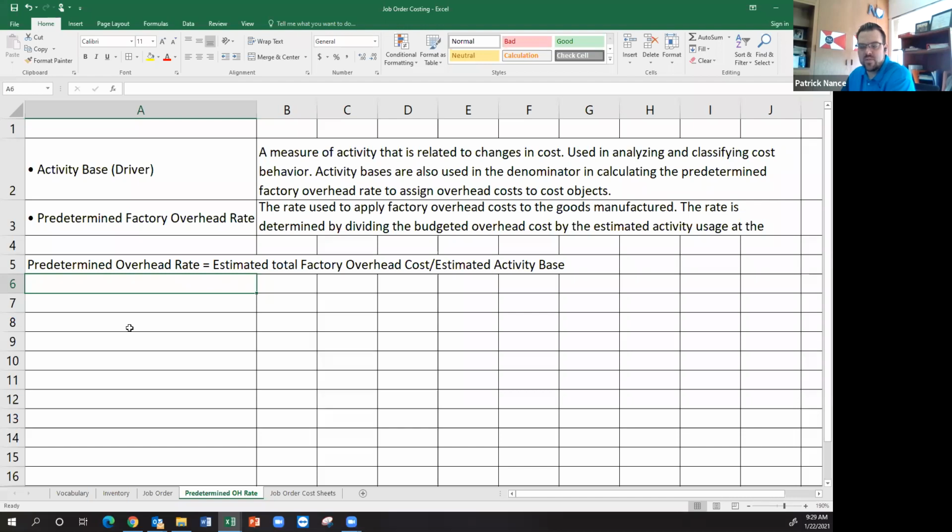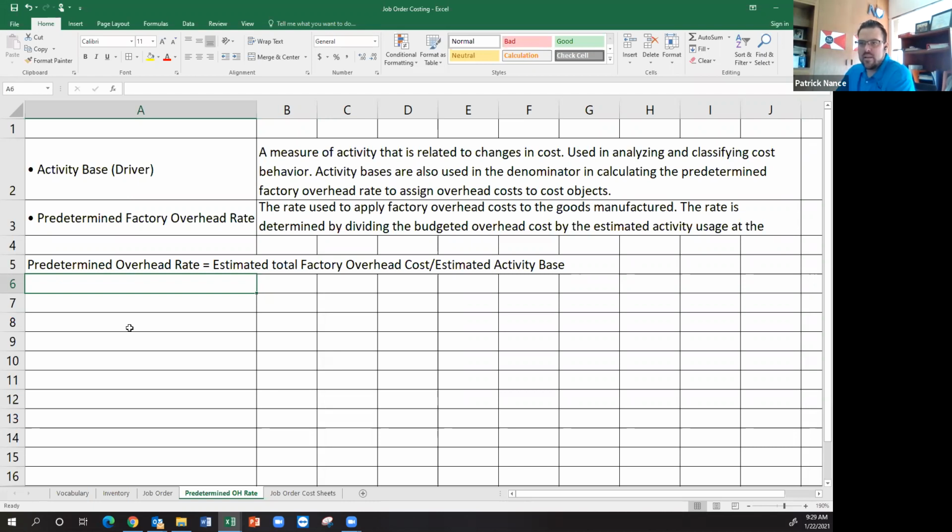But what we want to try and do as best we can is find an activity base that's representative of where the costs actually come from. So if the majority of my cost is rent and actual space for the building, maybe using square footage is a good idea. If the vast majority of my overhead cost is electricity, then maybe machine hours would be a better activity base to allocate my overhead cost.